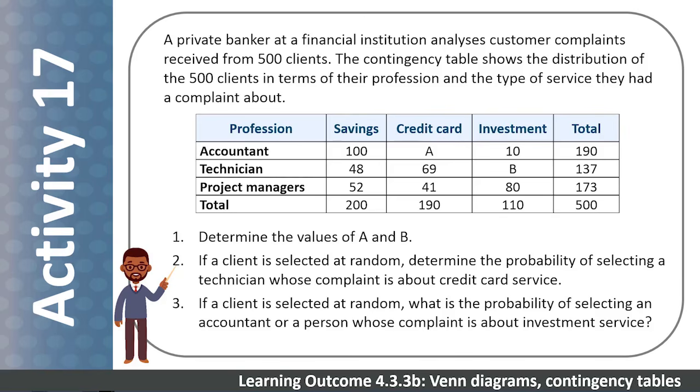Work in groups to do this activity on contingency tables and probability. A private banker at a financial institution analyzes the customer complaints received from 500 clients. The contingency table shows the distribution of the 500 clients in terms of their profession and the type of service they had complained about. Think about the problem areas you experience when teaching contingency tables and how you can work around them.